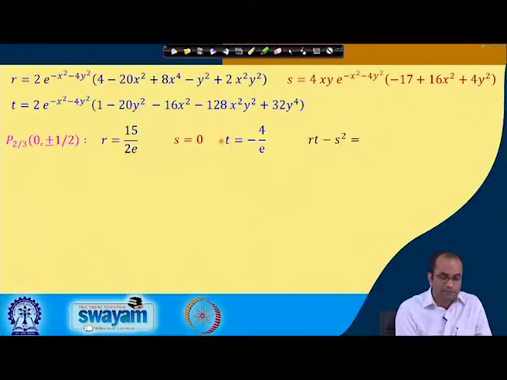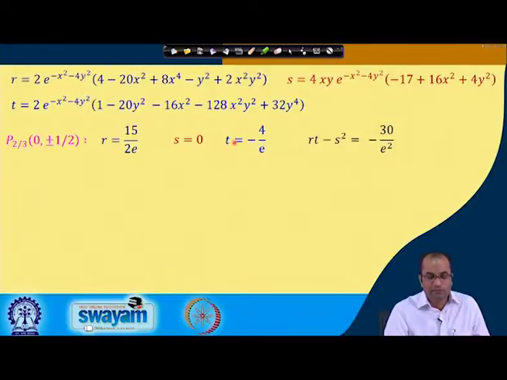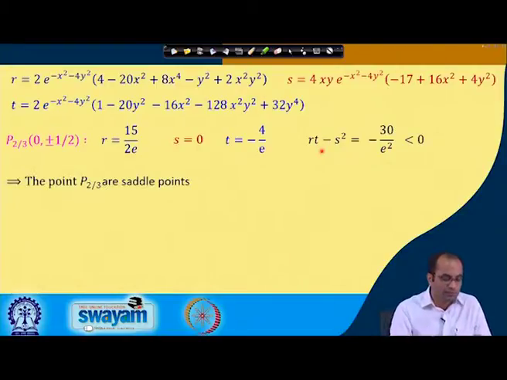And this r t minus s square. So, r t, when we make this product, since the minus sign is there with the t, we will get minus 30 by e square. So, this time r t minus s square is negative. Negative means, as per the sufficient conditions, this will be a saddle point. So, point number 2 and point 3, which are 0 plus half and 0 minus half, they both are saddle points. With our sufficient conditions, we are able to identify that these 2 points are saddle points.